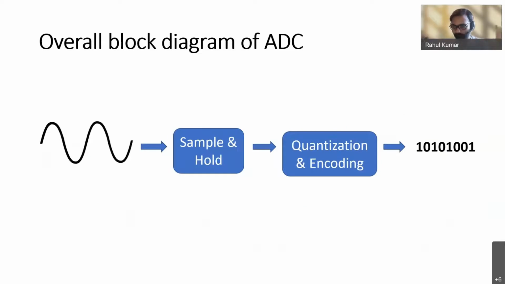If we want to develop an overall block diagram of your ADC, it would include 2 blocks. You would have sample and hold, and your second block will be quantization. This will sample the data at regular intervals of time and hold this data, and then send it to your quantizer to convert it into a binary number.